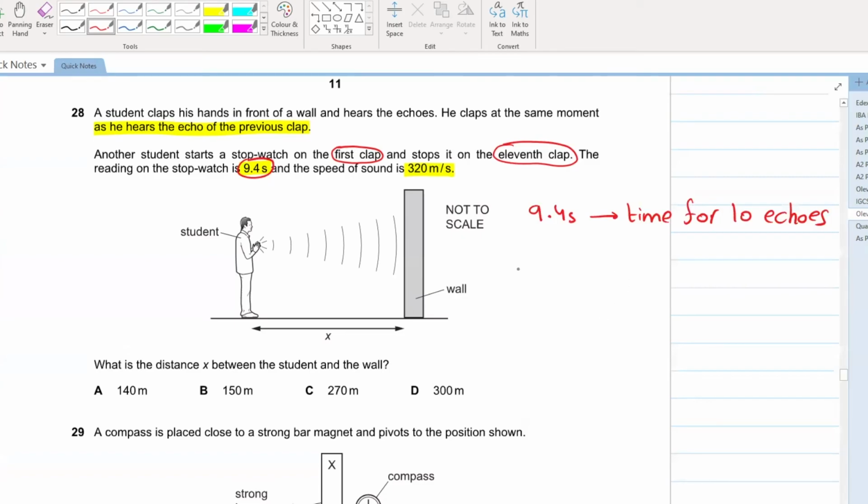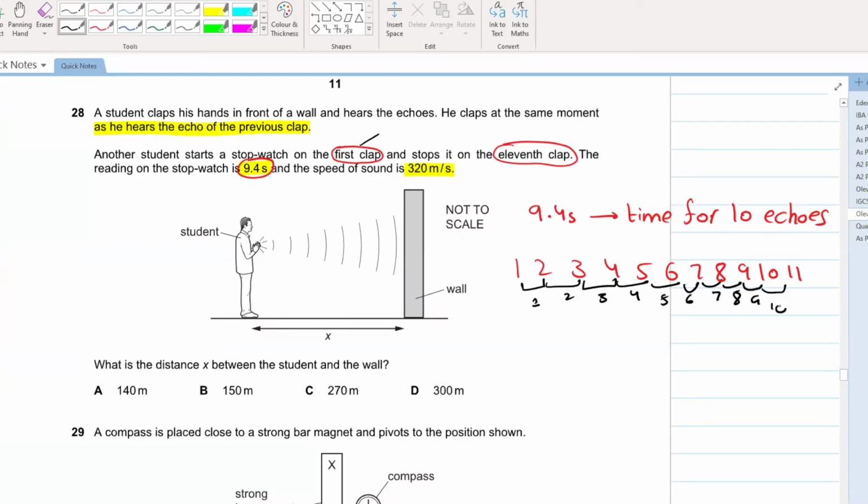Let me give you a very easy example. 5, 6, 7, 8, 9, 10, 11. Let's say you start your stopwatch at the first clap. Okay, you have started your stopwatch here at the first clap. The time taken for the second clap to be received will be your time for the first echo. This will be the second echo. This will be the third, fourth, fifth, sixth, seventh, eighth, ninth, 10th.